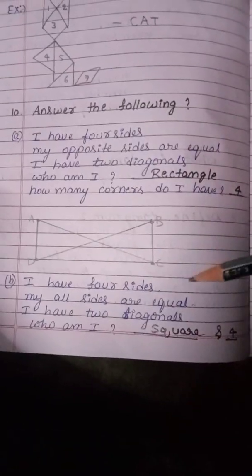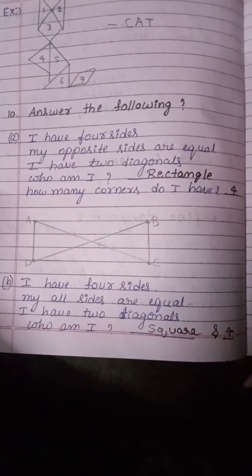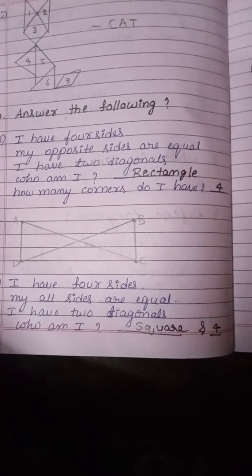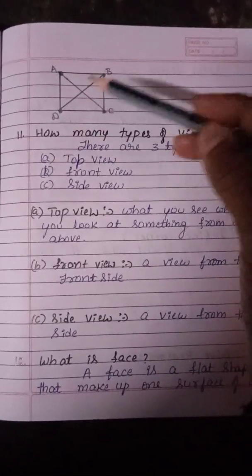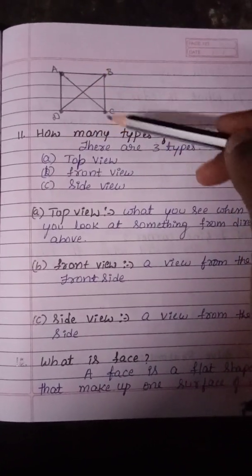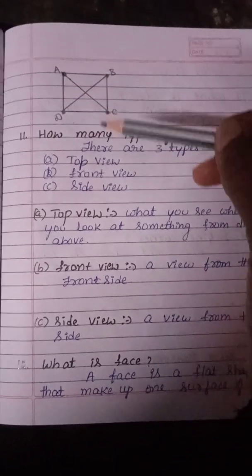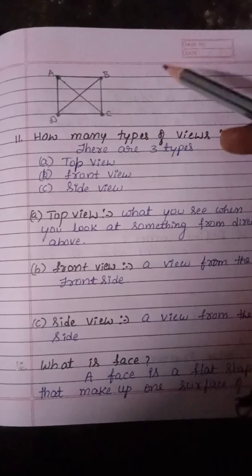I have 4 sides. All my sides are equal. I have 2 diagonals. Who am I? See, square. We know that square. See, 4 sides are there, 4 corners are there. All sides are equal: 2 centimeter, 2 centimeter, 2 centimeter, 2 centimeter. So this is called a square.